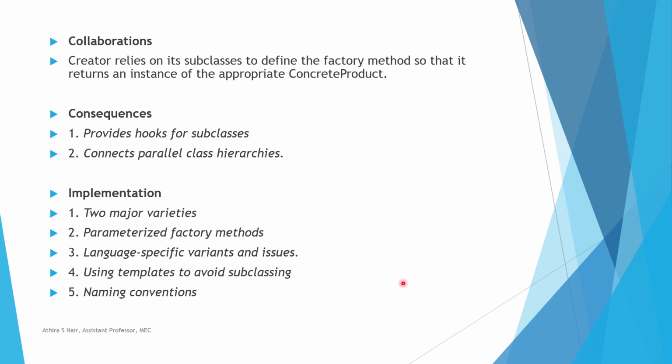You can avoid this by being careful to access products solely through accessor operations that create the product on demand. And we can also use templates to avoid subclassing. This is a potential problem with factory methods, that they might force you to subclass just to create the appropriate product objects. So we can create a template subclass of creator that is parameterized by the product class. And there are naming conventions. It's good practice to use naming conventions that make it clear you are using factory methods.